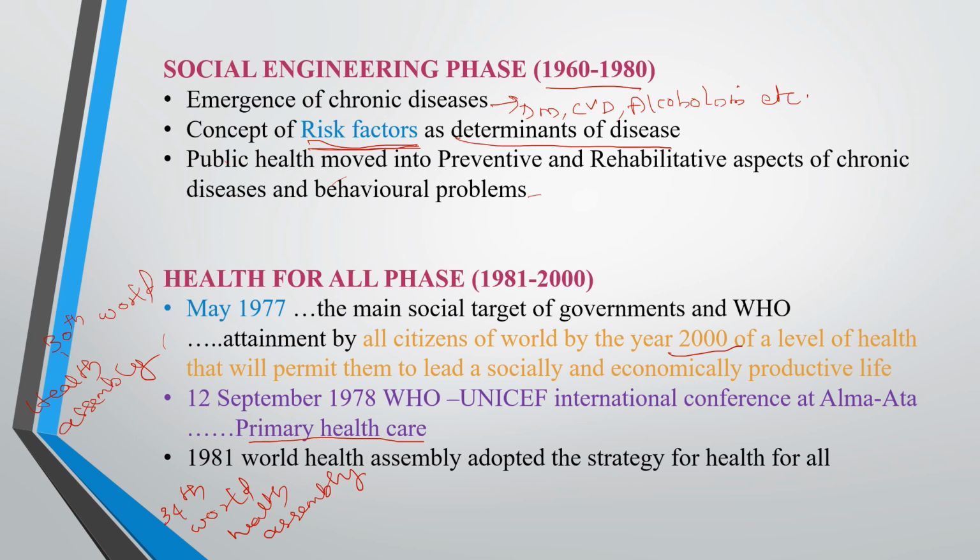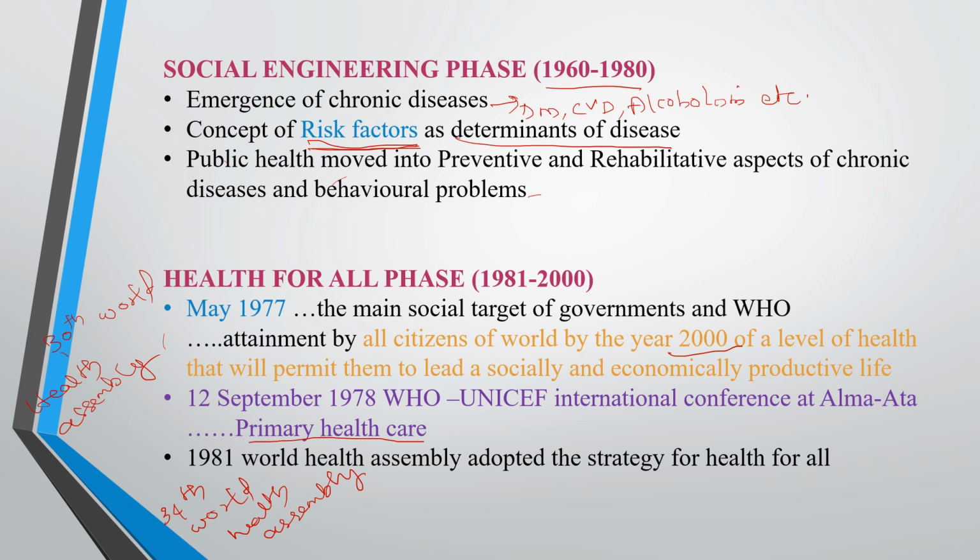At the 30th World Health Assembly held in May 1977, they proclaimed the main social target of governments and WHO should be the attainment by all the citizens of the world by the year 2000 of a level of health that will permit them to lead a socially and economically productive life.